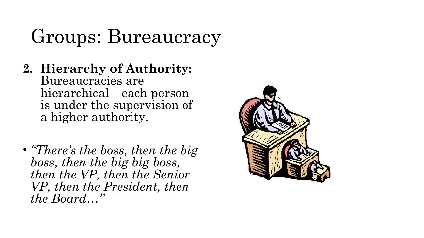The second aspect of a bureaucracy in Weber's formulation is hierarchy of authority. Bureaucracies are essentially hierarchical. Each person is under the supervision of a higher person. There's the boss, then there's the big boss, then there's the VP, then there's the senior VP, then there's the president, then there's the board, and so on.